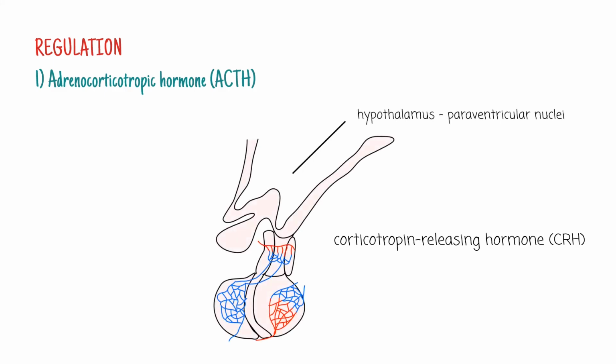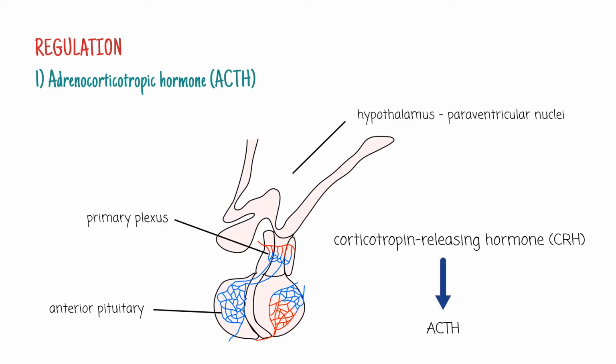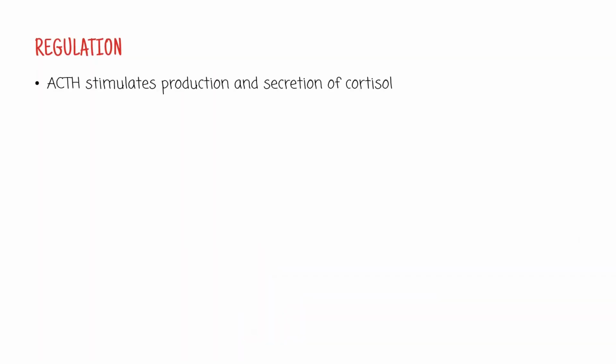So let's take a look. First, the so-called corticotropin-releasing hormone has to be secreted by the cells of the paraventricular nuclei in the hypothalamus, which gives a signal from the central nervous system that cortisol is needed. Corticotropin-releasing hormone then gets by the primary capillary plexus to the anterior pituitary, and here it stimulates the secretion of adrenocorticotropic hormone, which in turn stimulates the secretion of cortisol.